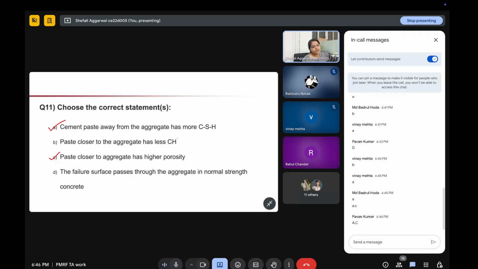So we have seen that ITZ diagram with the aggregate and more CSH at this part. You have more CSH away from the aggregate, and near the aggregate you have more ettringite and CH, which will create high porosity near the aggregate area.